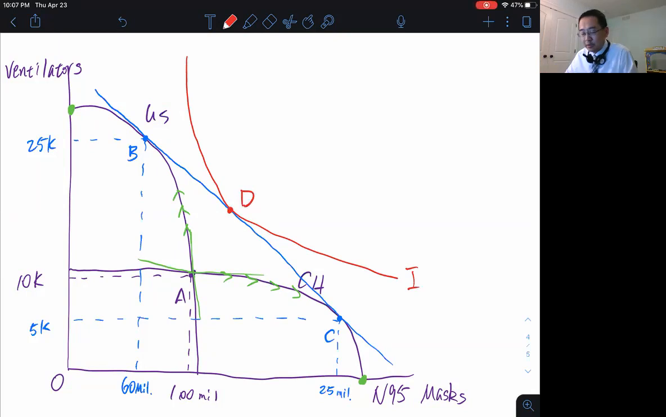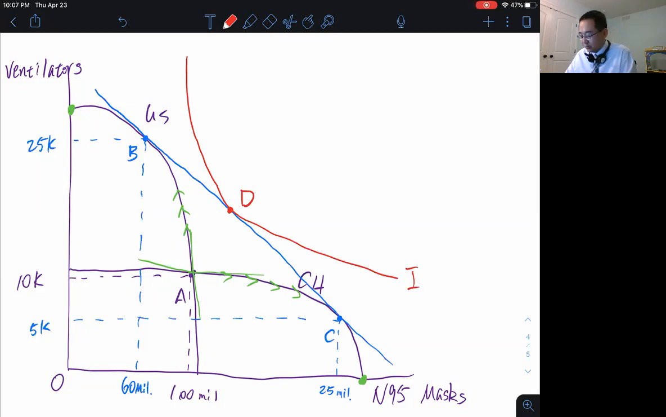Point D can be our consumption point for USA, okay? Now you can see point D clearly lies above our own PPF, so again, we are still better off. We are consuming at a point that is higher than our curve, and then China, of course, will be on the same blue line, so China is consuming above their own PPF as well. So both countries are still better off.